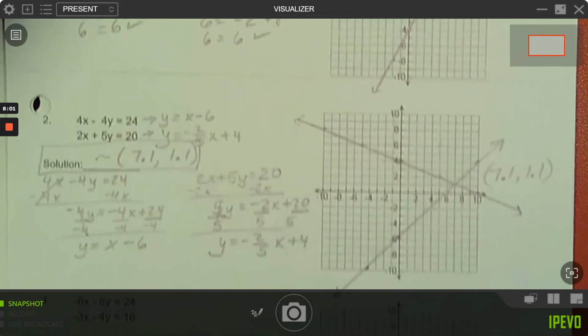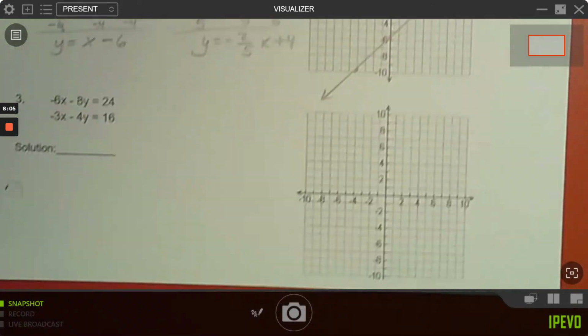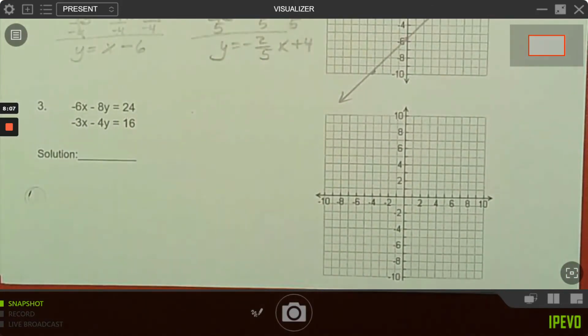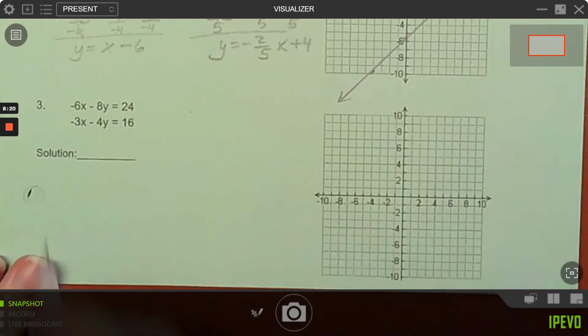Okay, and then let's take a look at number 3. Negative 6x minus 8y equals 24, and negative 3x minus 4y equals 16. So neither of those equations is in slope-intercept form. Let's go ahead and rewrite them.